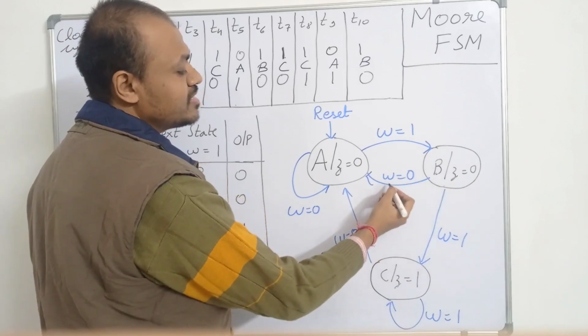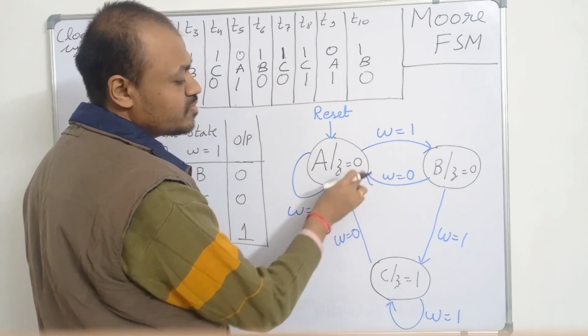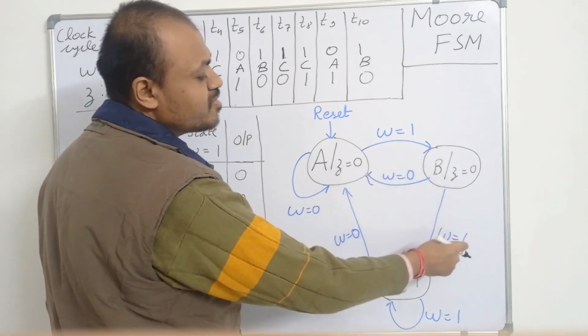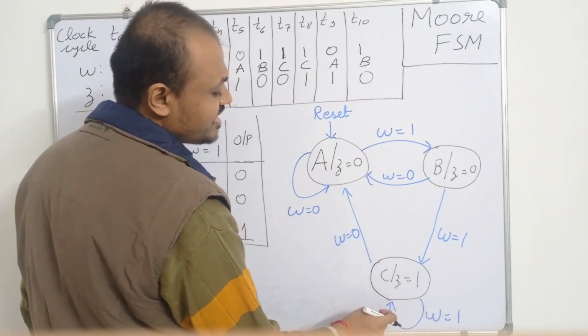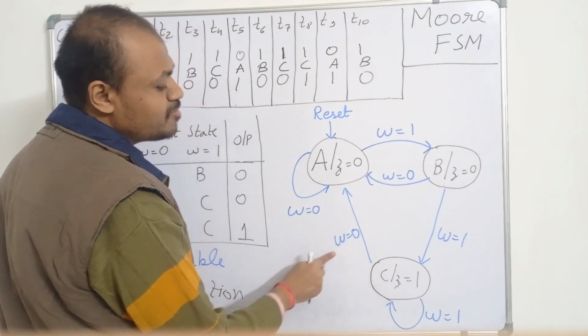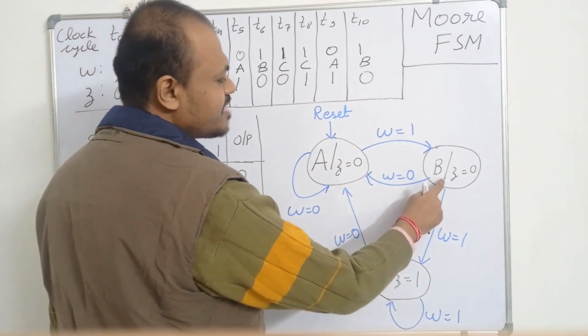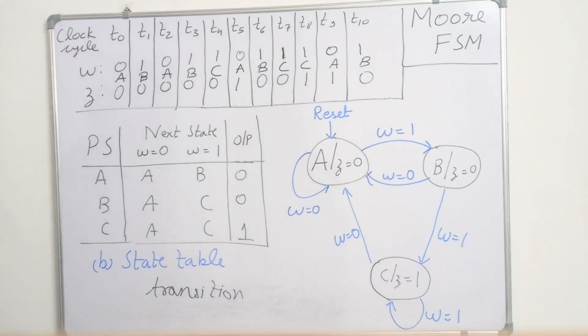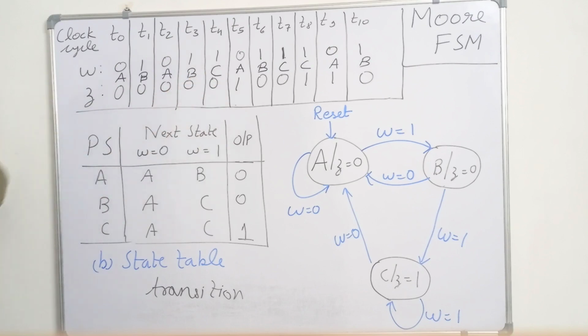In state B, input is 0, system will go to state A. So it is denoted by this arc and the arrow is towards A. System is in state B, input is 1, system will go to state C. System is in state C, input is 1, system will remain in state C, so a self arc. System is in state C, input is 0, W is the input, system will go to state A. System is in state B, input is 0, system will go to state A. So we will need 3 states. A means 0 is detected, B means 1 is detected, C means consecutive ones are detected.